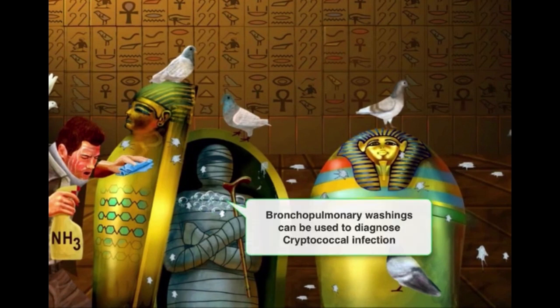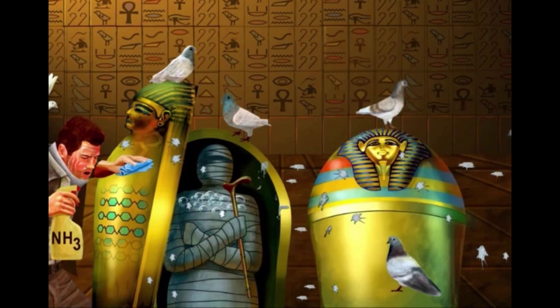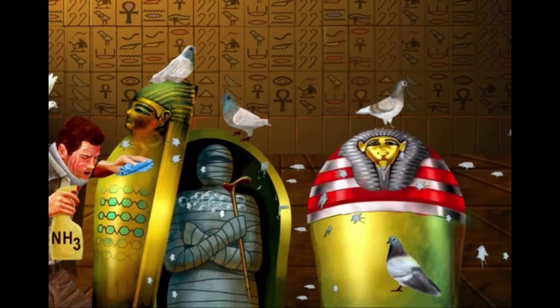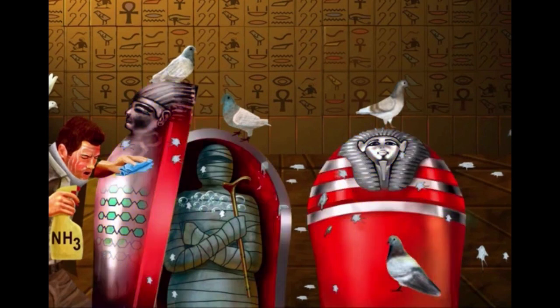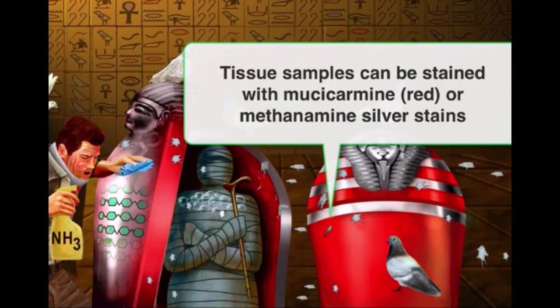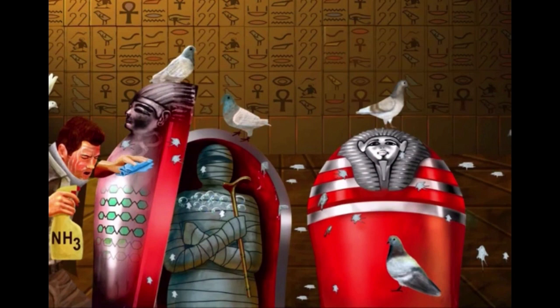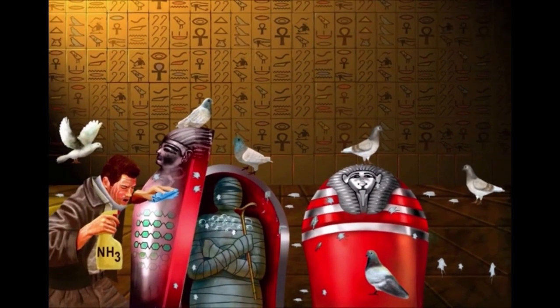Tissue samples are stained with either mucicarmine, which is a red stain, or with a methenamine silver stain. To remember these colors, red and silver, we've colored in the stripes of the sarcophagus with red and silver alternating stripes, like so. Okay, let's move on to talking about how to diagnose cryptomeningitis.